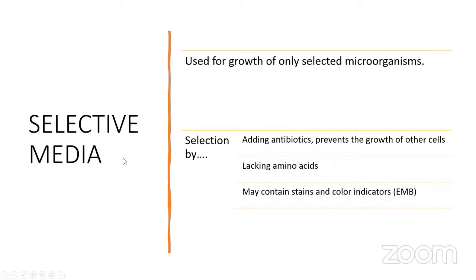Then you have something called a selective medium. This is basically used for growth of only selected microorganisms. Here, the selection is done by adding agents which prevent the growth of other cells, or by removing certain amino acids which are not needed by the organism of your choice, but which all other organisms would need. You also add stains and color indicators here, like EMB agar, which is used for selectively picking up microorganisms infecting the gut of human beings. For amino acid deficiency, when we are doing molecular biology, we use certain amino acid traits which are there in our cloned organism so that we can select that cloned organism above all the others.